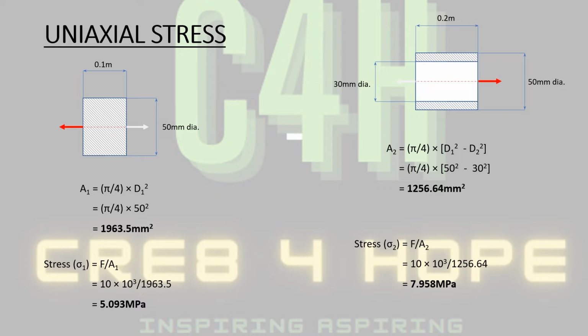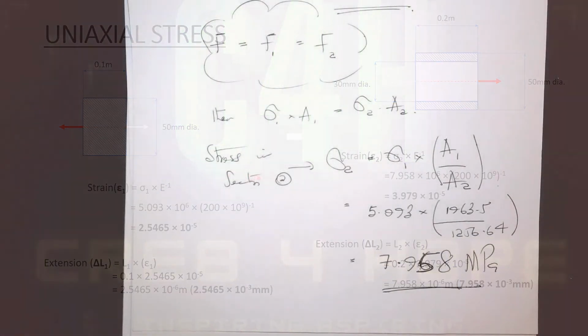We do likewise for section 2, and sigma 2 will be equal to 10,000 divided by 1256.64, and that gives a result of 7.958 MPa or 7.96 MPa or 8 if you want to do it that way. But it's always best to leave a few decimals since we're still doing some computation on the given problem. So we've done that part. So the next part is to calculate the extension.